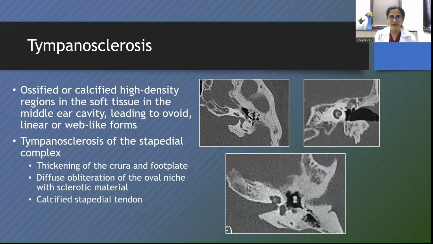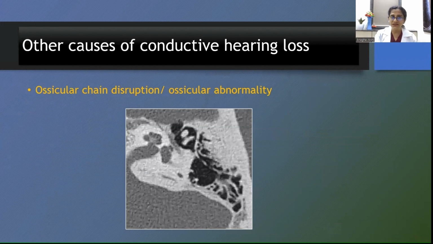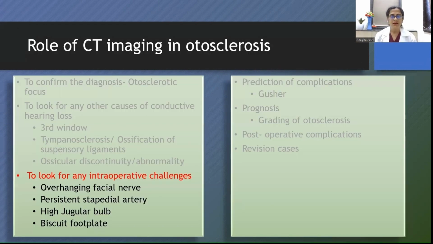You can also get tympanosclerosis of the stapedial complex, which can give rise to thickening of the crura and the footplate, diffuse obliteration of the oval window niche, or a calcified stapedial tendon. Ossicular disruption or ossicular abnormality can also be detected on a CT scan, and will give rise to conductive hearing loss. You can also look for any intraoperative challenges in the form of an overhanging facial nerve, persistent stapedial artery, a high jugular bulb, or a biscuit footplate.